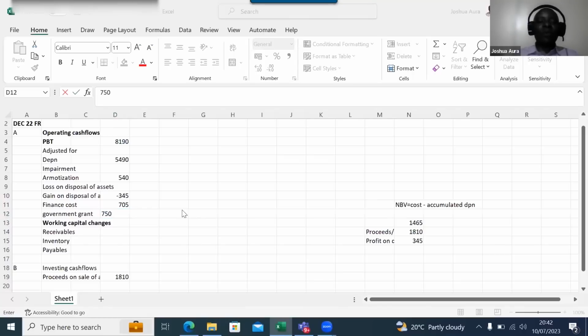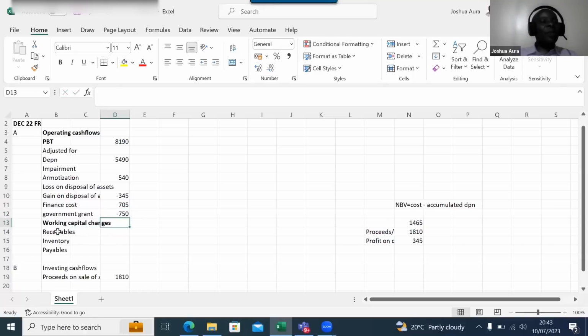Ladies and gentlemen, why are we subtracting? Because you can see in the other income, it was added. It was an income. So now we need to come and subtract. From there we shall go straight away to the working capital changes.